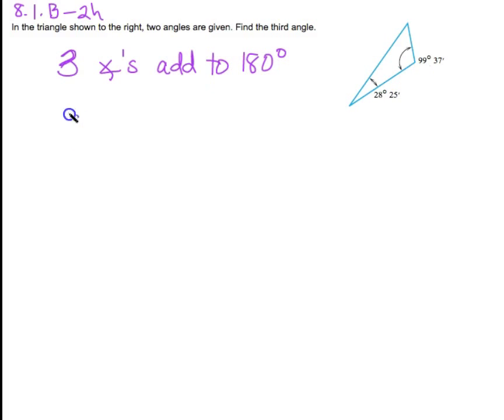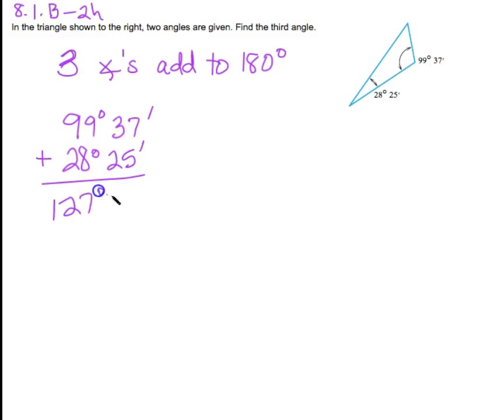So let's take 99 degrees and 37 minutes and add 28 degrees 25 minutes to that. If we do that, we are going to end up with 127 degrees 62 minutes. So that's the sum of these two angles. What we need to do now is subtract that from 180 degrees.